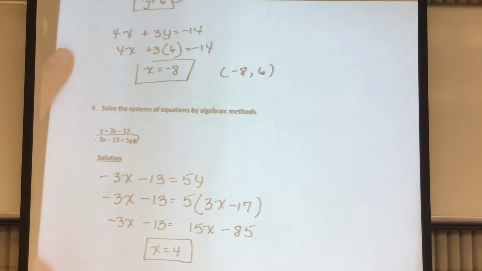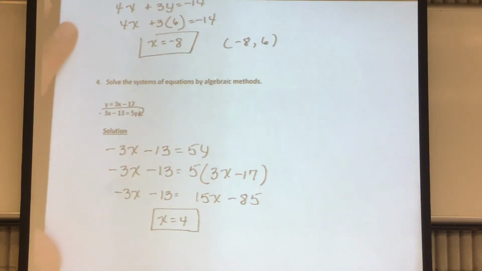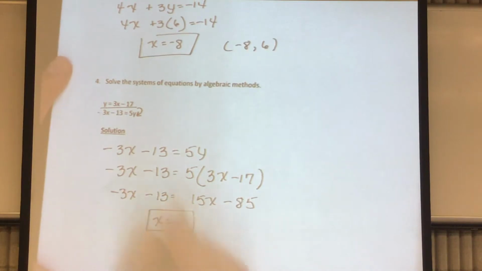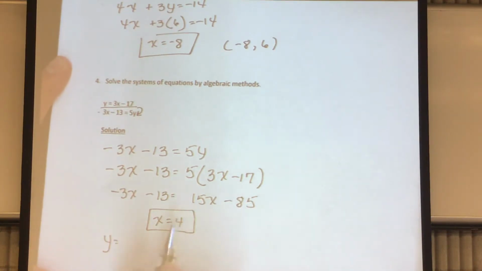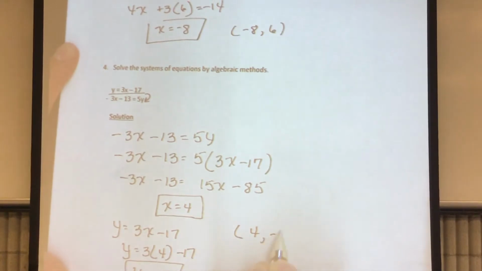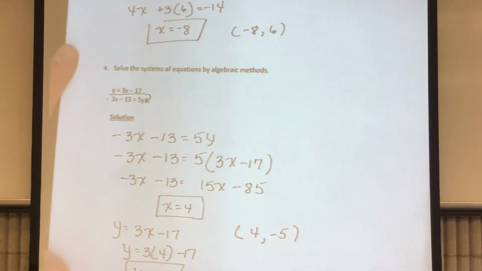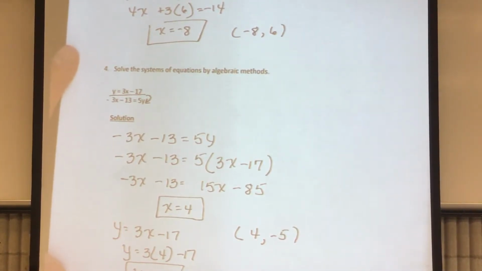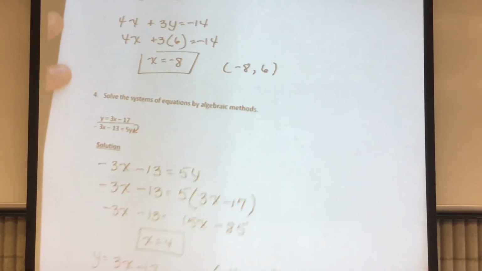So once I get the x value, I'm going to substitute this x value back into one of the equations to solve for my y, and I substitute it into my first equation. So y equals 3x minus 17. So y equals 3 times 4 minus 17. So 12 minus 17 is negative 5. And my solution is 4, negative 5. And that completes number 4.